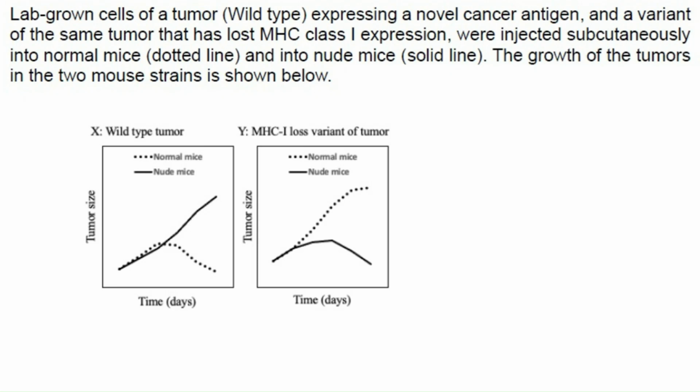In this video we are discussing a question from unit 11, that is advances in biotechnology. So the question is: lab grown cells of a tumor, that is wild type tumor, expressing a novel cancer antigen, and a variant of the same tumor that has lost MHC class 1 expression were injected subcutaneously into normal mice, data of which has been depicted with dotted line in the graphs, and into nude mice, the data of which is depicted with solid line. The growth of the tumors in the two mouse strains is shown below.